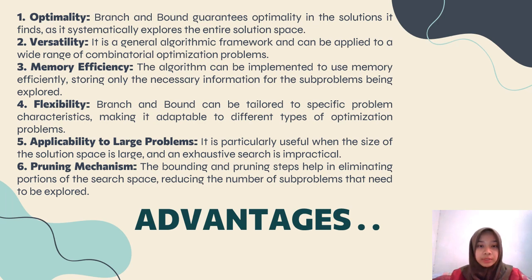Branch and bound can be tailored to specific problem characteristics, making it adaptable to different types of optimization problems. Fifth, applicability to large problems. It is particularly useful when the size of the solution space is large, and an exhaustive search is impractical. Sixth, pruning mechanism. The bounding and pruning steps help in eliminating portions of the search space, reducing the number of subproblems that need to be explored.